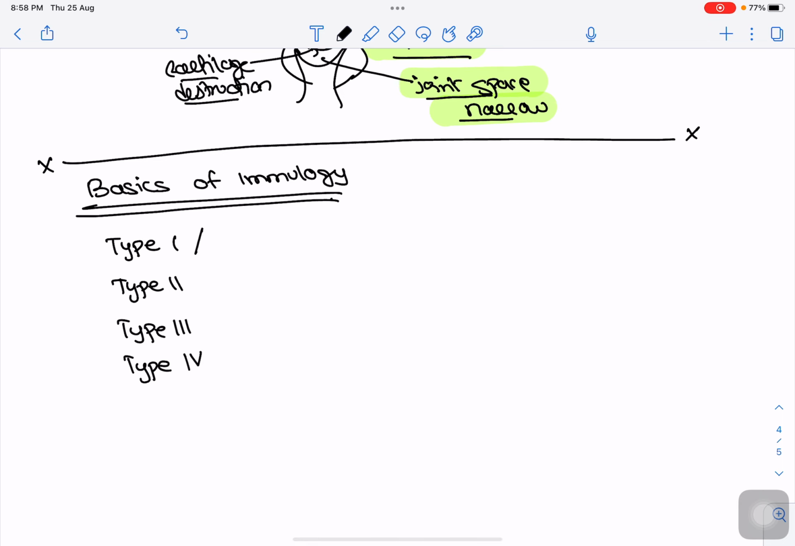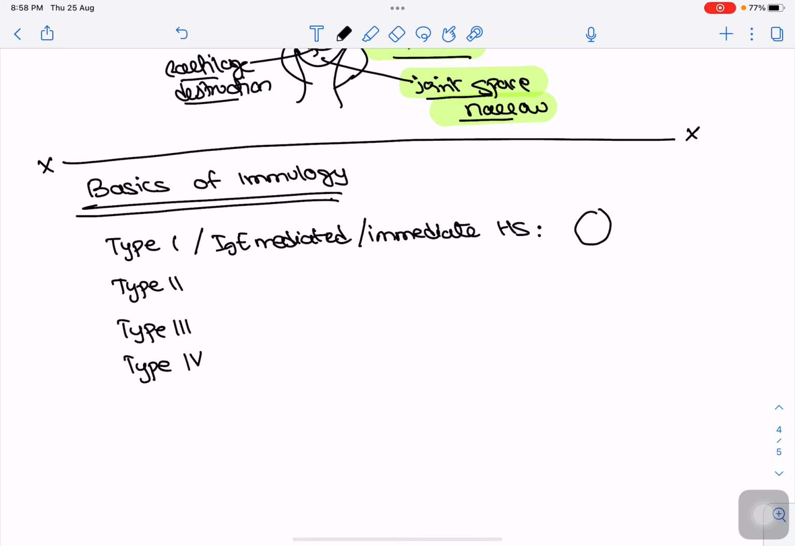There are other names for type 1, that is known as IgE mediated hypersensitivity reaction, or there could also be immediate hypersensitivity reaction. So what happens in this reaction is that, as the name suggests, there is an allergen that binds to IgE antibodies on the mast cell.